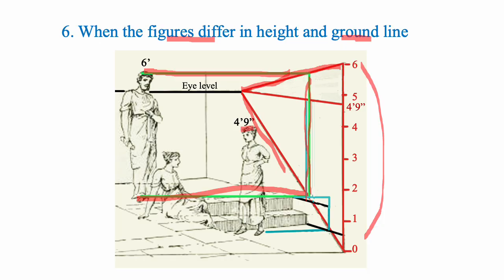Now, this woman is 4 feet 9 inches tall, and she's in a hole, or she's lower than the man. So we need to get her up to level ground, going horizontally, vertically, and then horizontally until we hit the converging lines. And then we go up to the 4 foot 9 inch line. And so she is as tall as this distance.